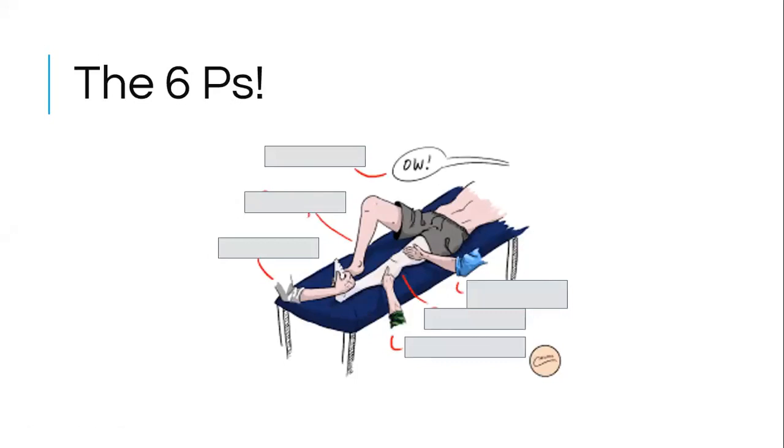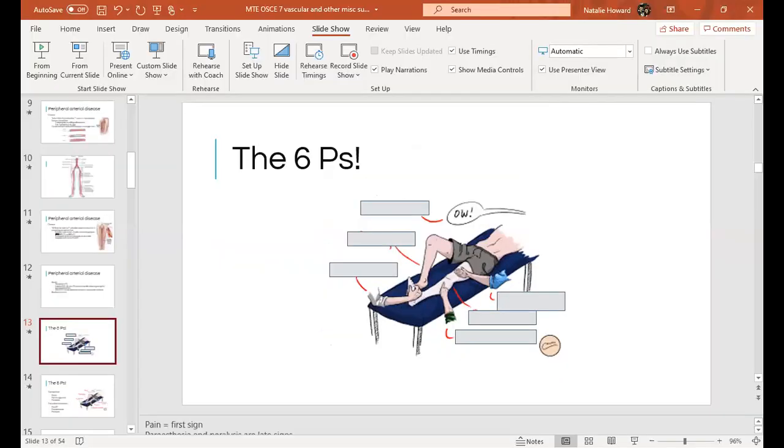Right, so the 6 Ps, does anyone know what these are? The 6 Ps of acute peripheral arterial disease, acute limb ischemia. Have a quick look at the chat. Oh, I can see people typing stuff. Pain, paresthesia, pallor, really good. Awesome, you guys are familiar with this. Okay.